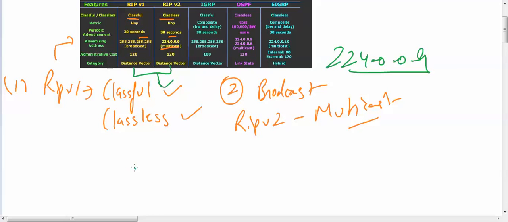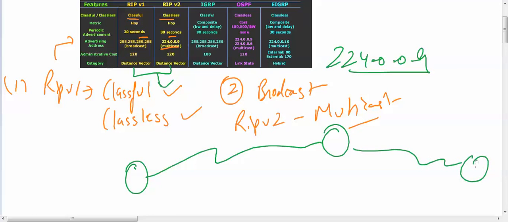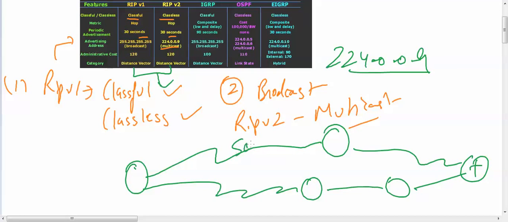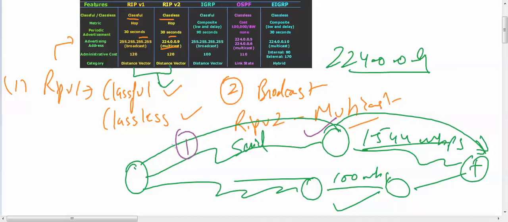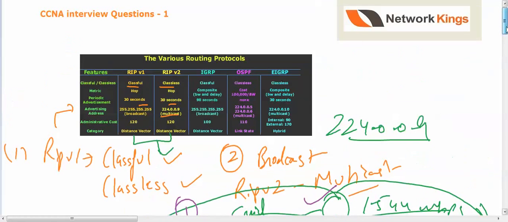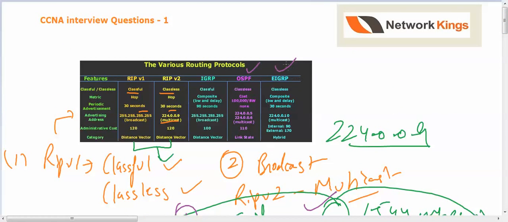It calculates the hops. Say this is my router and this is my destination router. If these are serial links with 1.44 Mbps speed, and these other links are Fast Ethernet at 100 Mbps, then these are the good path. But RIP always checks the nearest hop, so RIP will use the first path. This is the drawback of RIP, so that's why we use OSPF and EIGRP.